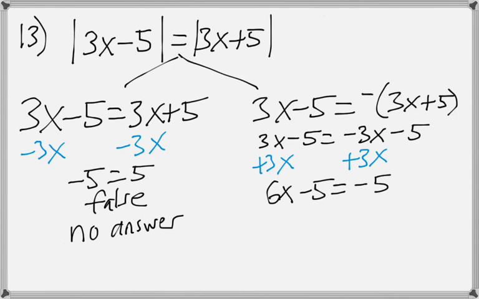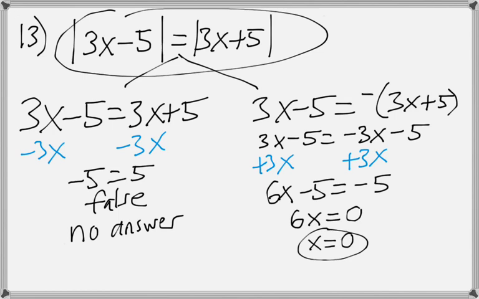So then we want to add 5 to both sides. 6x is equal to 0. And then divide both sides by 6, and x is equal to 0. So we have one solution from this other branch. So 0 will work in the original equation, and that'll be the only thing that works in the original equation.